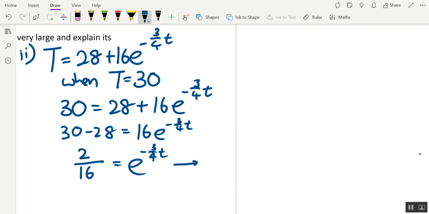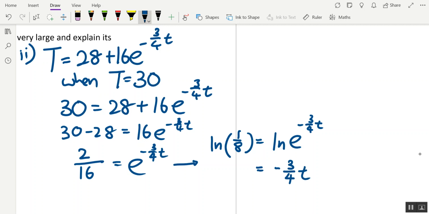Now you can ln both sides. ln 2 over 16 is 1 over 8, equals ln e power negative 3 over 4t. When you see ln e, it will just negate each other. You're left with negative 3 over 4t equals ln 1 over 8.